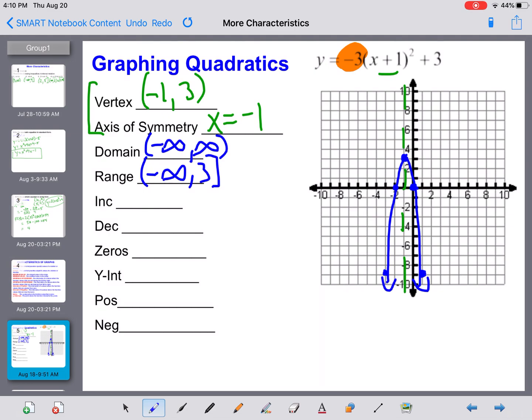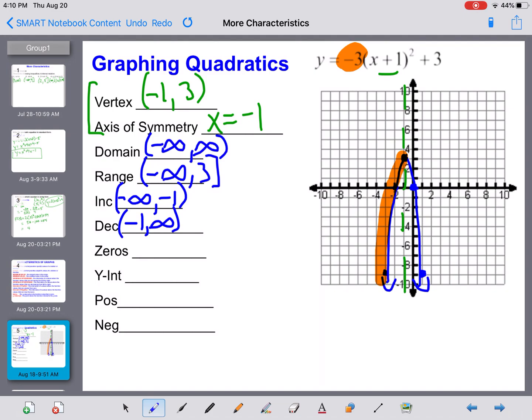For increase and decrease, if we start on this side, we are noticing that we are increasing until we get to the x value of negative 1. Remember that these are x values. So we are increasing from negative infinity until negative 1. At negative 1, we are not increasing or decreasing, so we're going to use a parenthesis. After that value of -1, we start decreasing. So we're going to decrease from -1 until positive infinity.